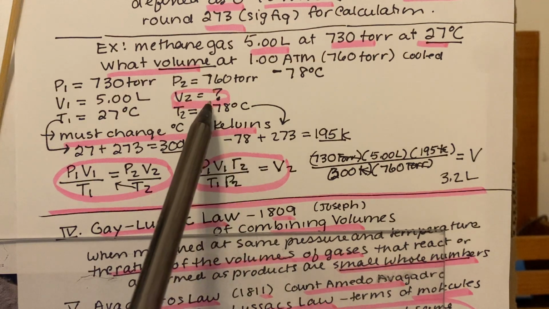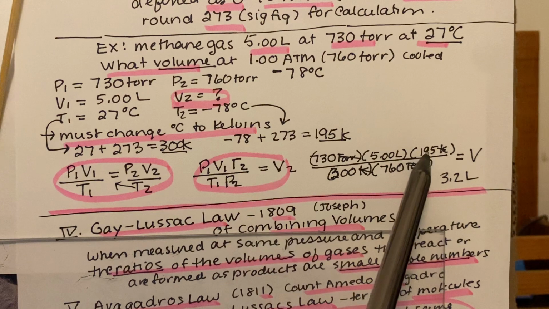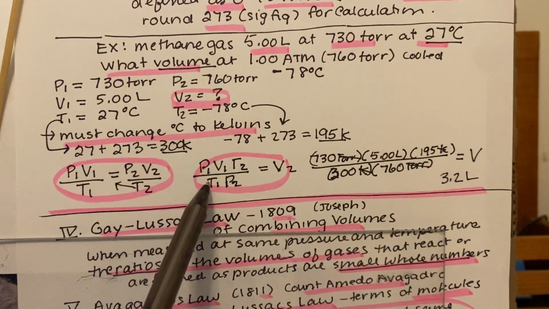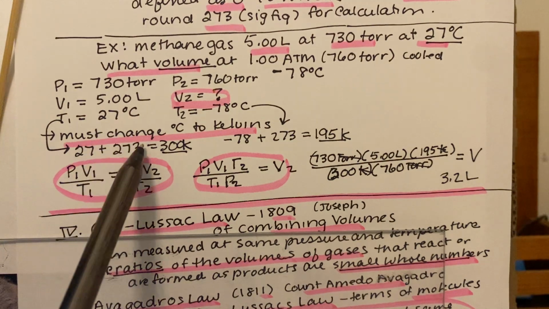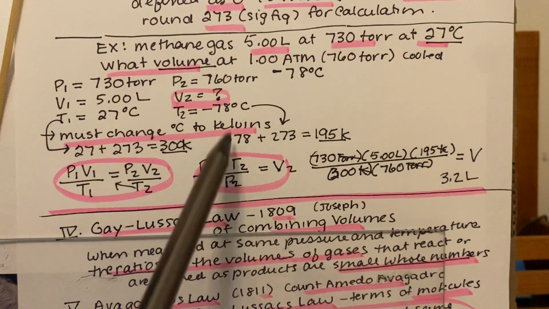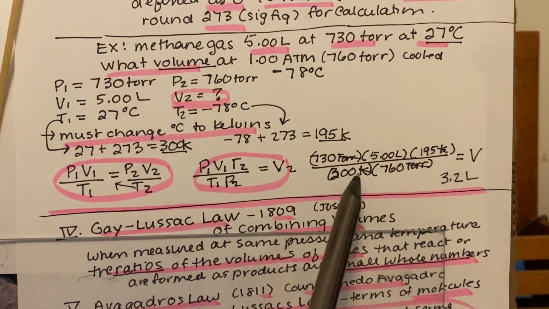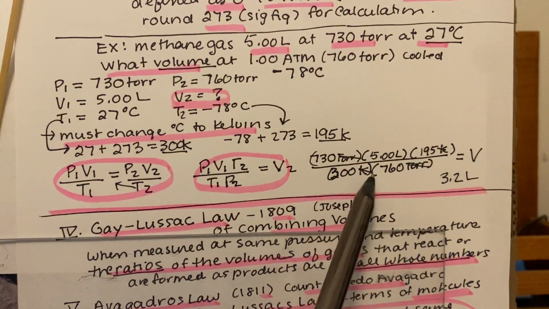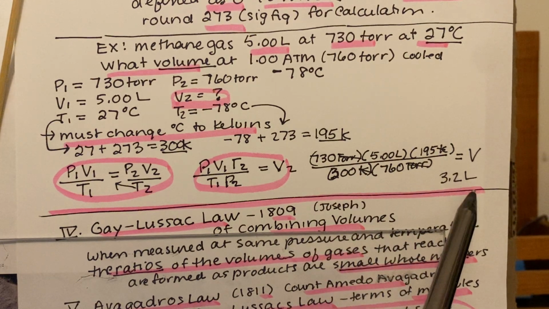T2 is going to be this one, which is going to be 195 K because we changed it to kelvins. And then divided by T1, which is 27 degrees, but we changed that 27 degrees to 300 kelvins there. And then P2 is 760 torr. So we just filled these in right here. Now you get your calculator out. You can cancel out the kelvins and the torr because it's going to be in volume, which is liters.